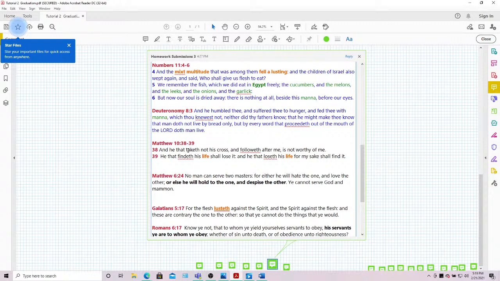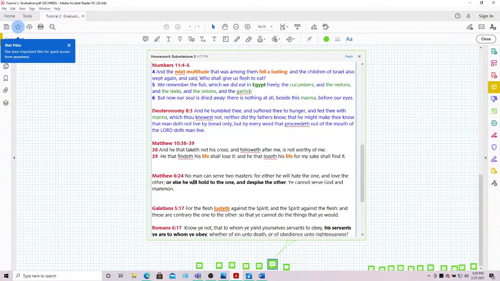So this is Matthew chapter 10, verses 38 and 39. "And he that taketh not his cross and followeth after me is not worthy of me. He that findeth his life," so you're trying to save that flesh, this first life, "shall lose it." You're going to lose the second one. "And he that loseth his life," so you put this life down, "for my sake shall find it." It's just that simple.